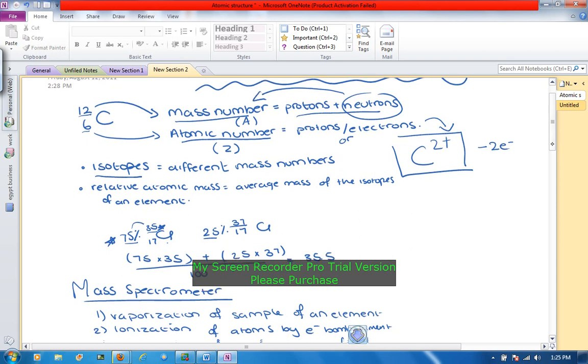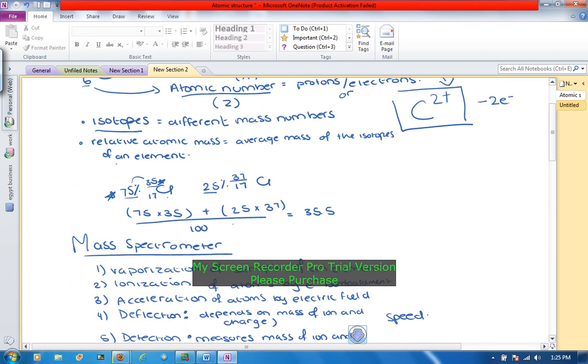So the definition of relative atomic mass, you get this question really often. They always ask you to define these kinds of terms, so you have to be able to define it. It's the average mass of the isotopes of an element.